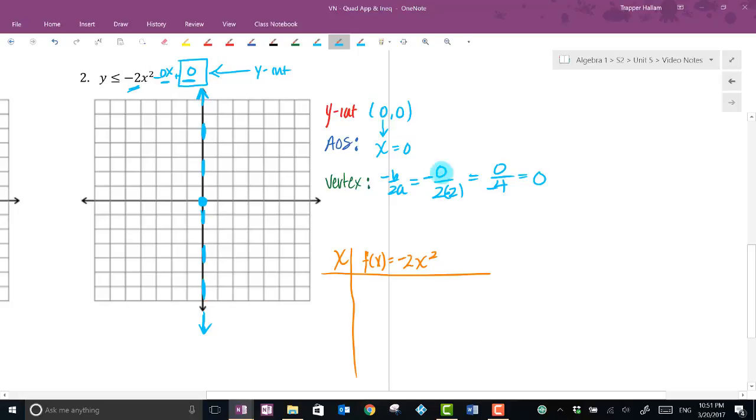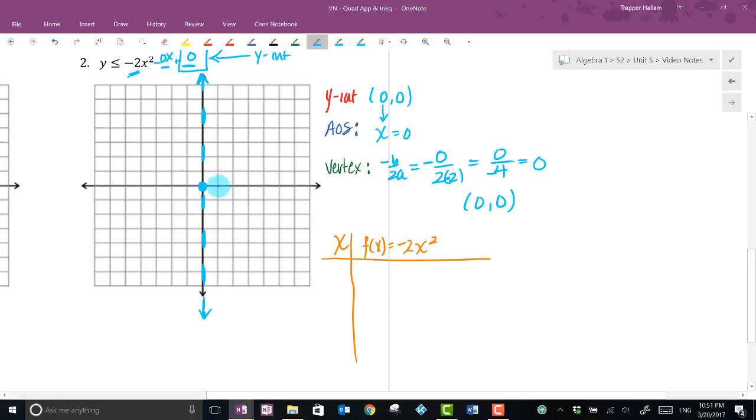So our vertex and our y-intercept are the same. That just happens to be where it's at. So this ends up being our vertex, and our vertex then falls at 0, 0. Again, just making sense of the problem. Well, that's not enough to graph this, though, so now we're going to need to make a little table and graph some additional points here.